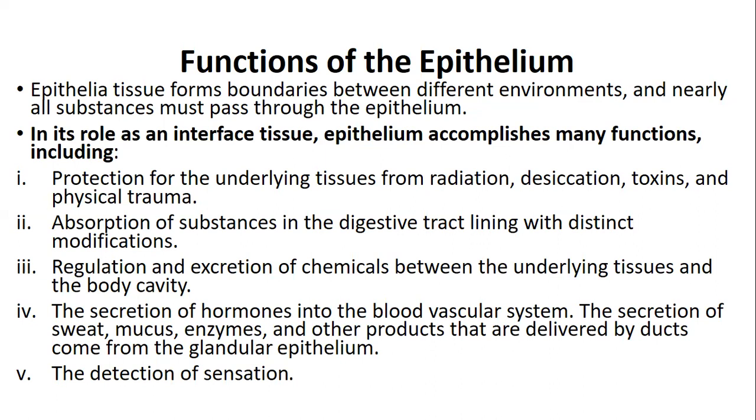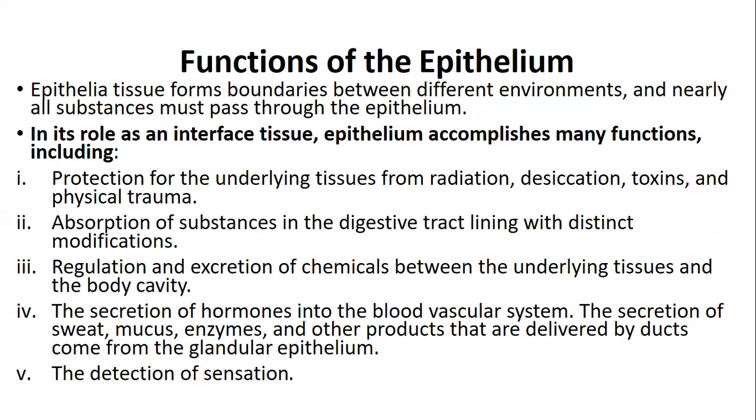substances that might be injurious to the tissue that is underneath, since it is a cover, such as radiation, toxins, or even trauma. This tissue acts as a protection to the tissues that are underneath. It also works as a layer for absorption of substances, like what happens in the digestive system.